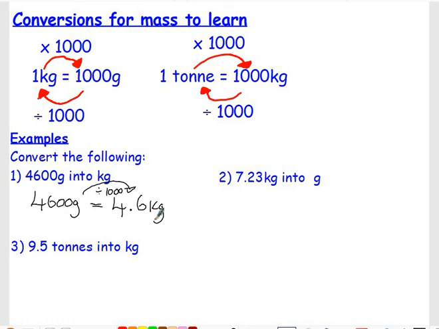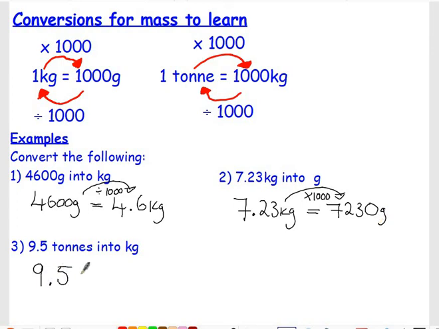Number 2 then, 7.23 kilograms. And this time we're converting it into grams. So to go from kilograms to grams, we need to times by 1,000. So 7.23 times by 1,000, we're going to end up with 7,230 grams.